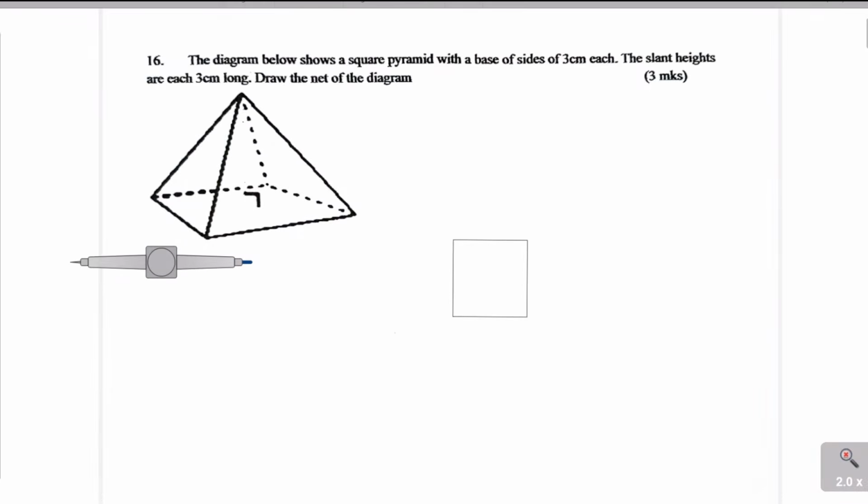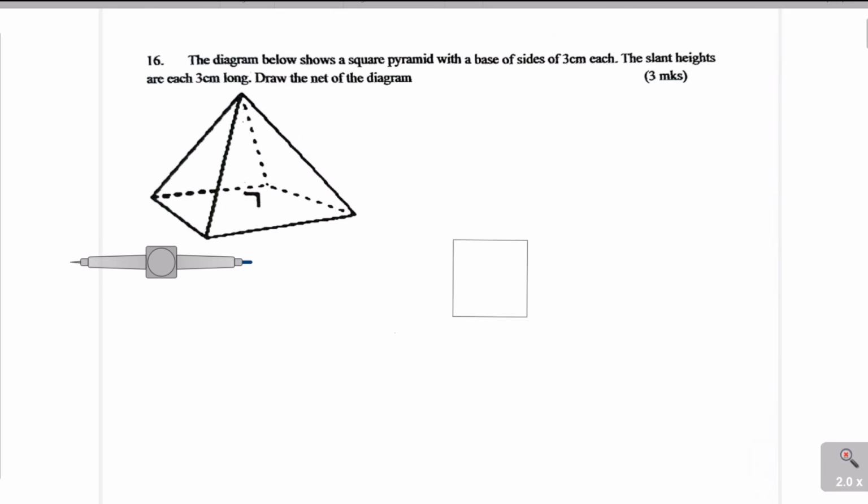Question 16. The diagram below shows a square pyramid with base sides 3 centimeters each. The slant heights are each 3 centimeters long. Draw the net of the diagram. There we have the figure. It is a square-based pyramid, and the square is 3 centimeters. The slant heights are also given as 3 centimeters long. You are supposed to draw the net accurately, to scale, not as a sketch.